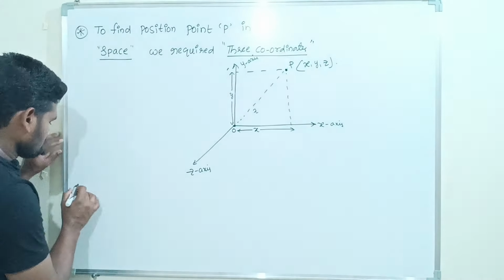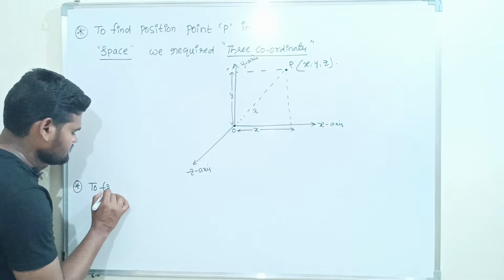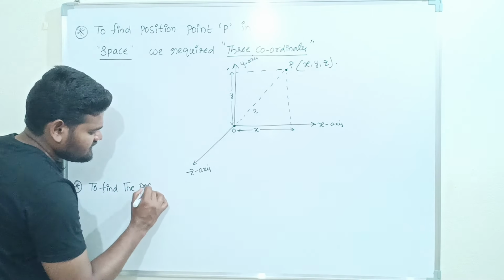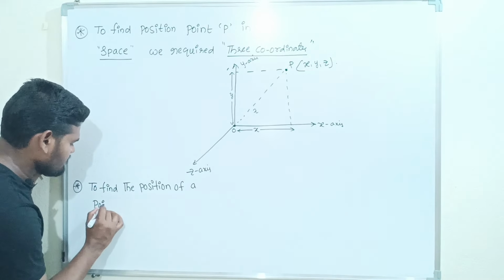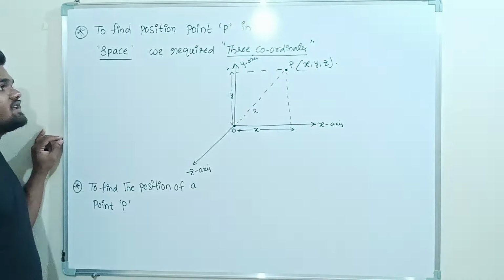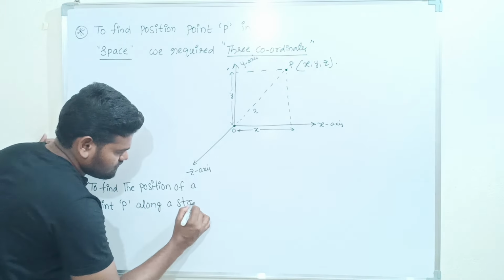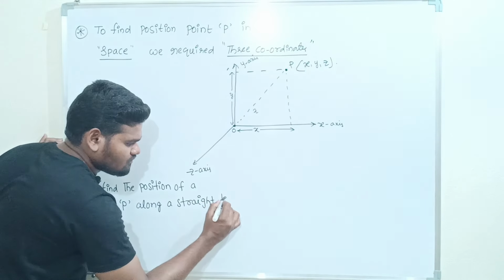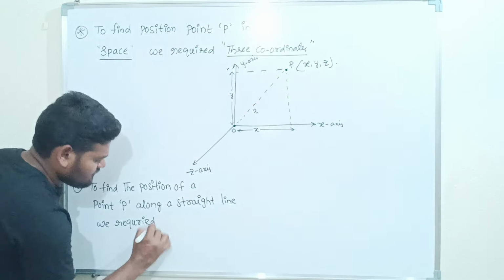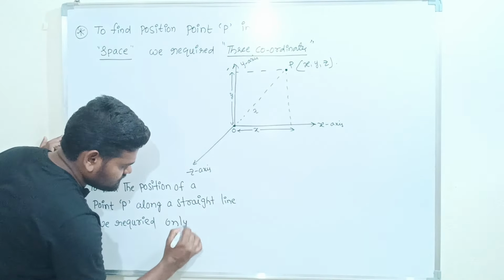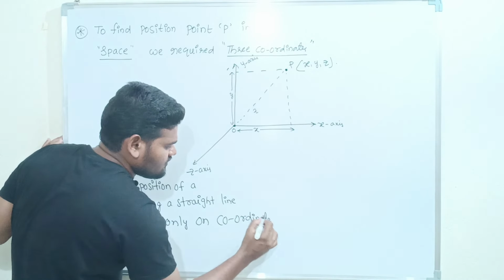Next, to find the position of a point P along a straight line, we require only one coordinate. Only one coordinate.